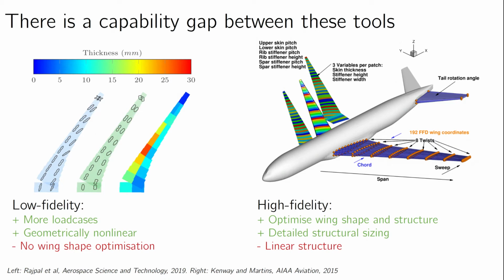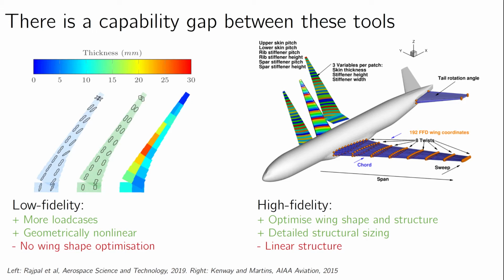Low fidelity tools obviously have much lower computational cost, and the use of beam finite element models makes it simpler to include geometrically nonlinear structural formulations required for the analysis of highly flexible wings. However, panel-based aerodynamic models can't accurately predict cruise drag, meaning these frameworks are typically limited to optimizing only structural sizing with a fixed wing shape.